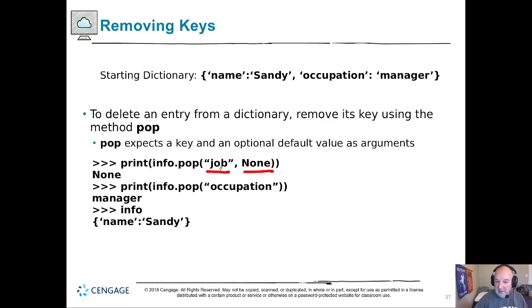You know, if job wasn't on there, then fine, we got nothing. We're popping it here. We're saying, hey, give me occupation. I know occupation exists. Manager. But you notice what happened to occupation and manager when I did this statement. They went away. Poof. When you do info and dump it out, all that's left is name and Sandy.